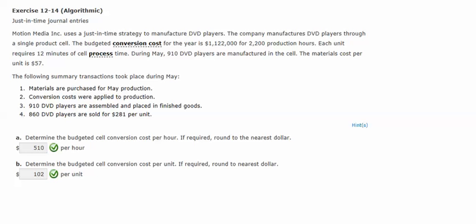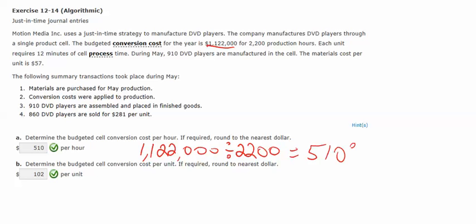Well, the first thing I have to do is A, determine the budgeted cell conversion cost per hour. I'm going to take the $1,122,000. That's from right here. I'm going to divide that by 2,200. And when I do that, it equals $510 even. So I'm good there, and of course I would plug that number in, which I have.